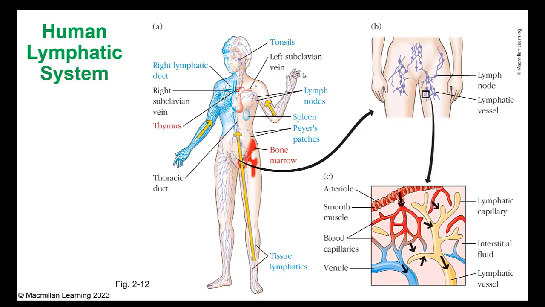So here's a brief look at the human lymphatic system. As we know, we have two forms of circulation in the blood.